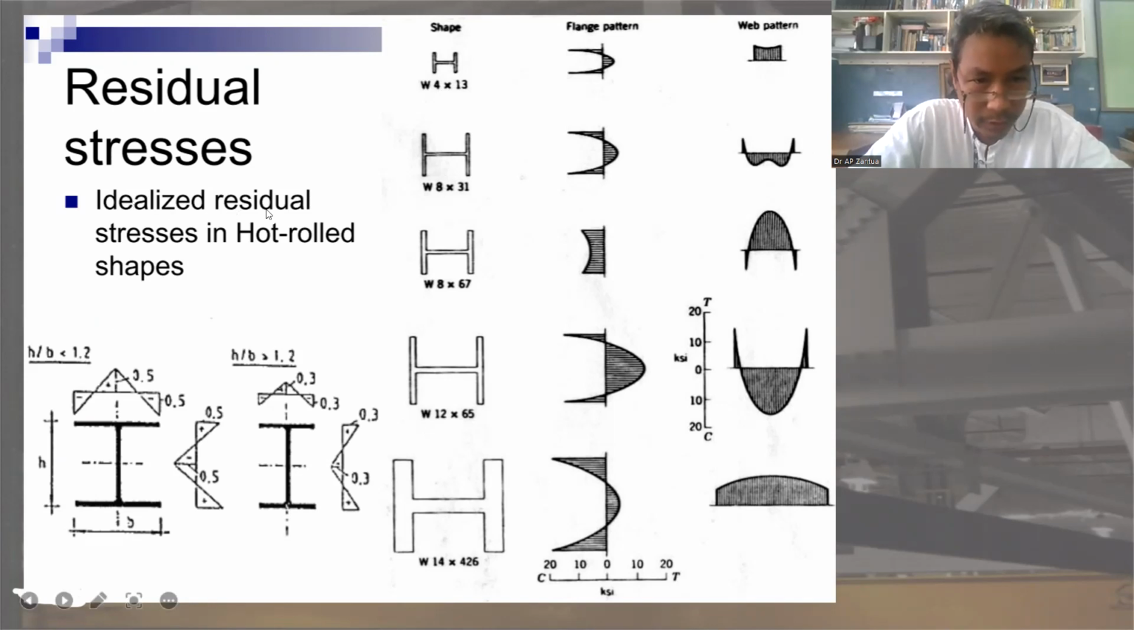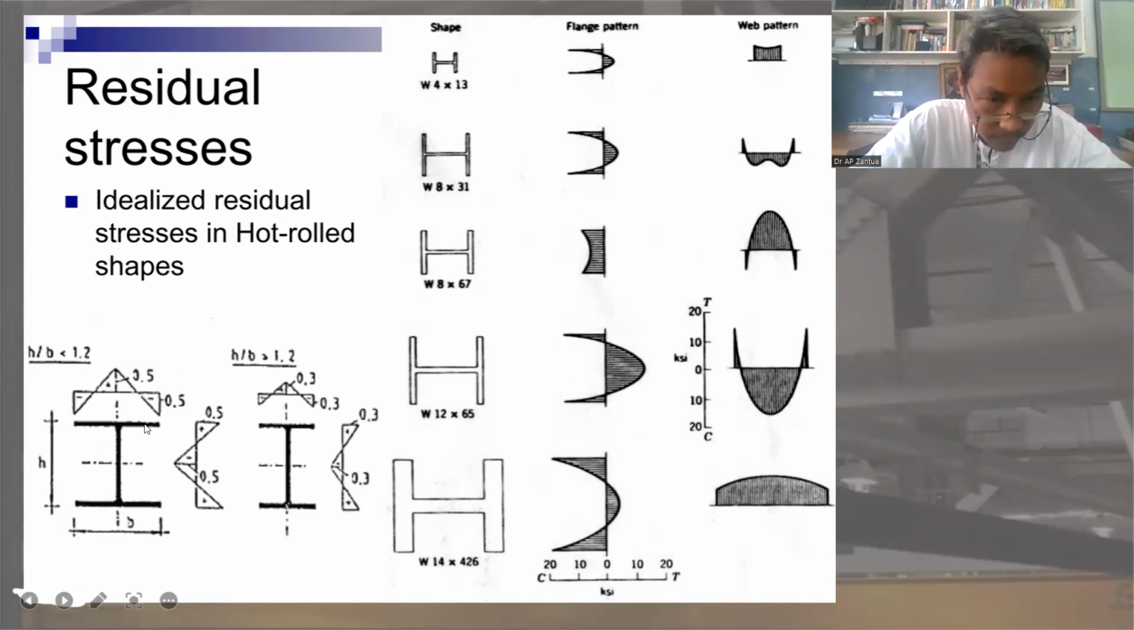So, idealized residual stress in a hot rolled shape: after hot rolling, we are able to get this desired form and shape. However, inside the material, we have what? The residual stress remains.